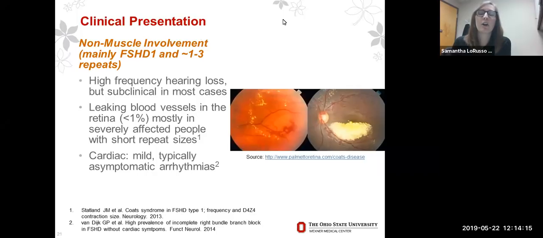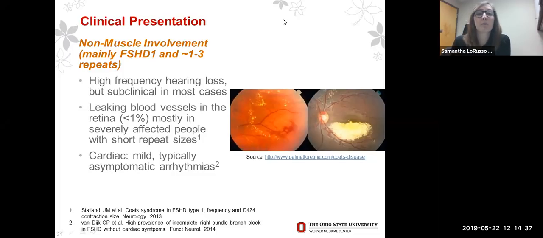And then there are also some non-muscle involvement. This is mainly FSH1, and in people with FSH1 and very few repeat sizes. So high frequency hearing loss can occur. It usually is subclinical, except for in those cases of very early onset in children. You really have to monitor this.